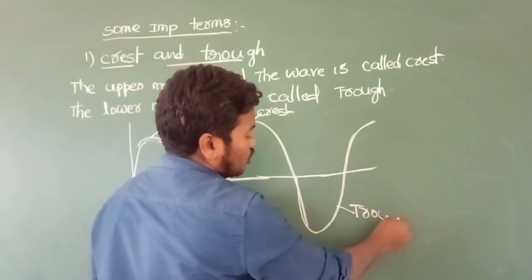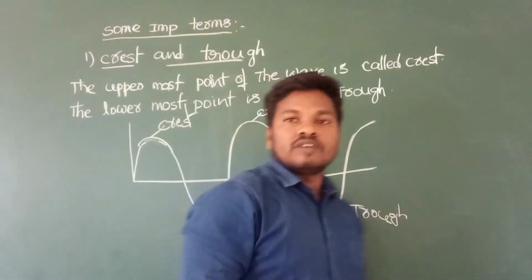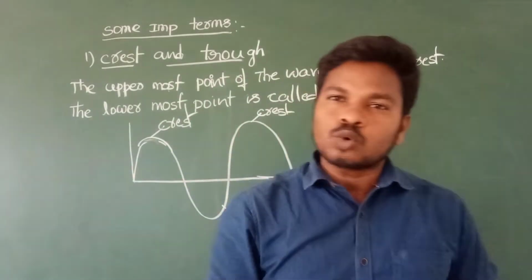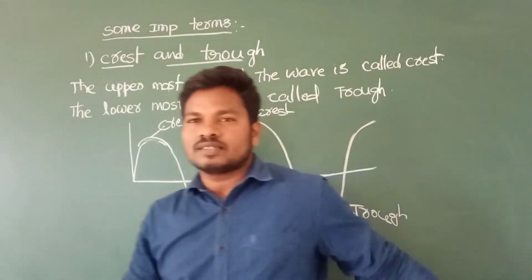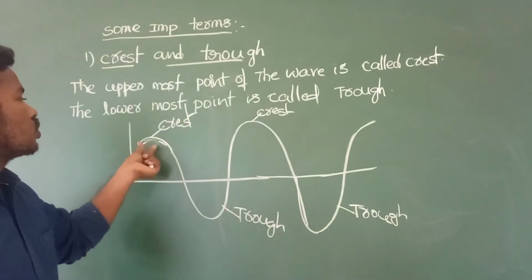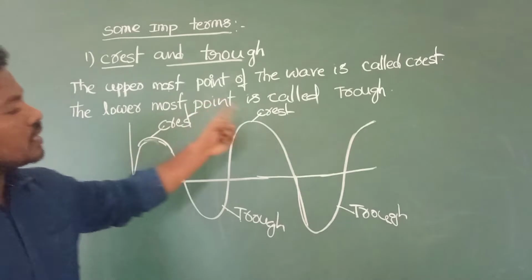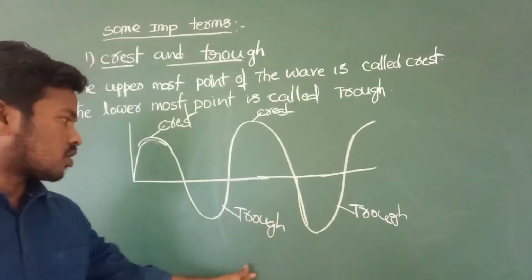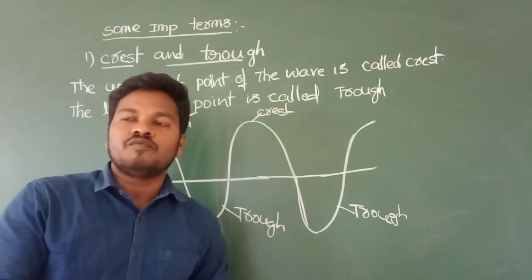So a wave is associated with two parts. The most uppermost point is called the crest, and the lowermost point is called the trough. This is the characteristic of every wave.